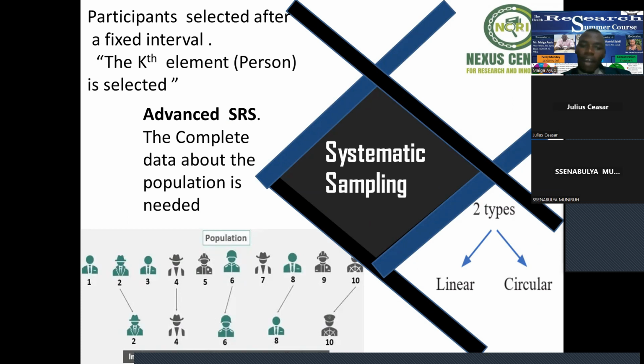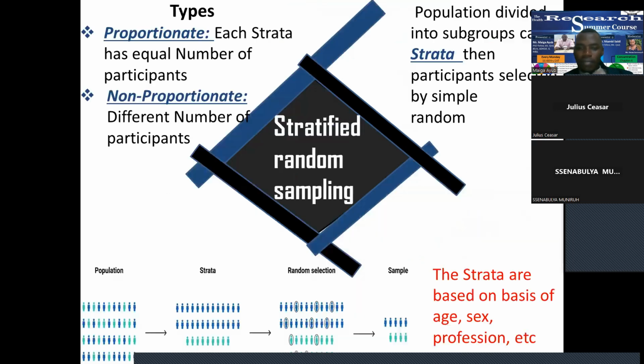So mother number one comes, I take her. Number two, I'll take number two. I'll miss number three, take number four, I'll miss number five, take number six. So that is what we call systematic sampling. It's a probability sampling technique, and it allows for selection of participants in that manner. Okay, I hope that one is also clear. So it is different from the simple random.